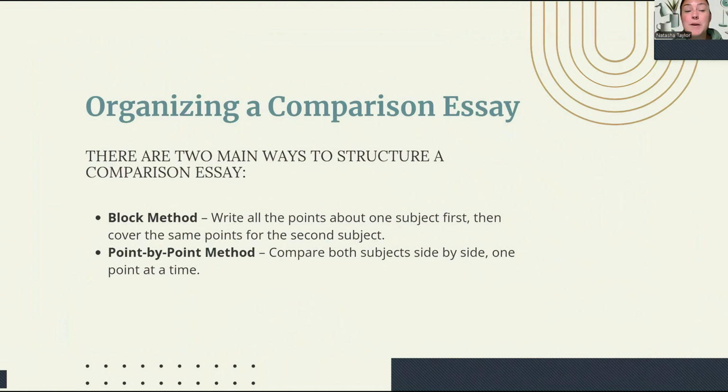So for organizing a comparison essay, you want to keep in mind that there are two main ways to structure a comparison essay. There's the block method and the point-by-point method. So with the block method, you're making sure that you are writing about all the points first for one subject in body paragraph 1, and all the points you want to make about the second subject in body paragraph 2. But in the point-by-point method, you talk about both subjects side by side within each body paragraph, but each body paragraph is focused on each point.